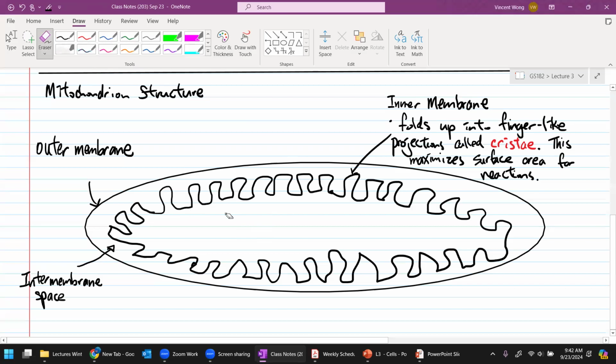And last but not least, the very inside of the mitochondria, that is where you have the matrix. It's not like an empty space, okay? The matrix and the inner membrane space are filled with fluids. And in lecture 5, we will look at how these different structures play a role in creating energy for your cell. Okay. But for now, that is the mitochondria.